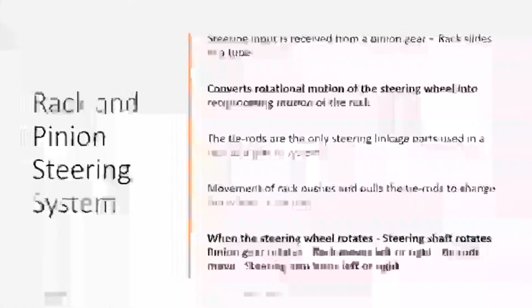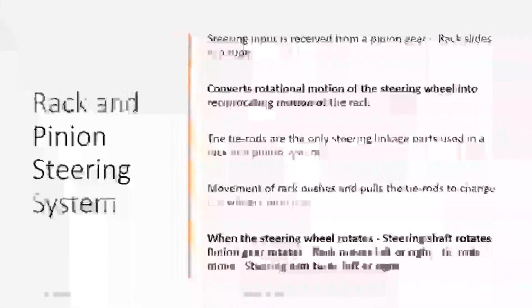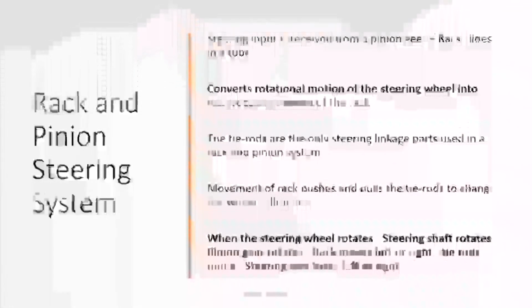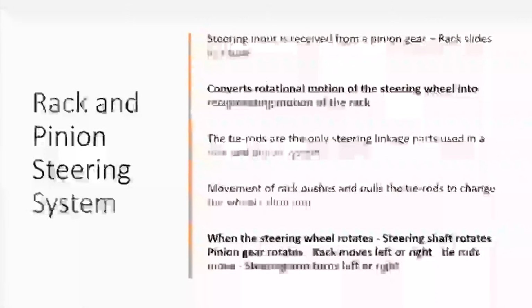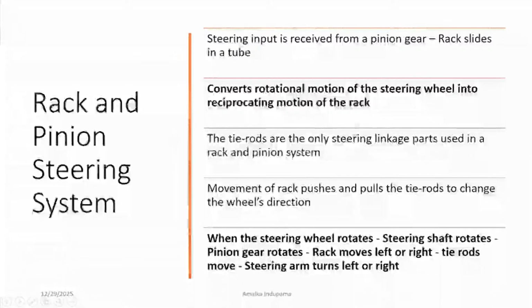So the steering input is received from a pinion gear, then the rack slides. It converts the rotational motion of the pinion of the steering wheel into a reciprocating motion of the rack. Right? And the tie rods are the only steering linkage part used in a rack and pinion steering system. The inner end is connected to the rack side, and we have the outer tie rod end connected to the steering knuckle. So the movement of the rack pushes and pulls the tie rods to change the wheel's direction.